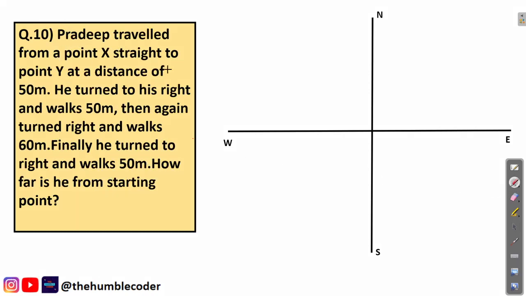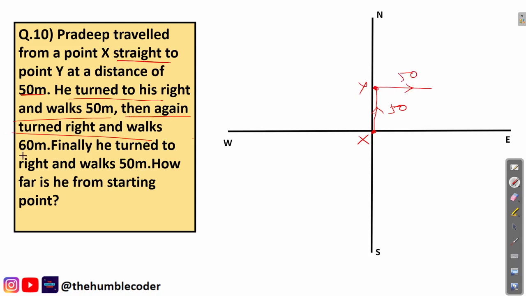Pradeep traveled from a point X straight to the point Y. So suppose this is this point X, he is traveling straight, right? So straight towards the Y. How much distance? 50. So 50 he is traveling from X to Y. So this new point is X, Y. He turned to his right and walks 50 meters. So turn to his right and walks 50 meter.